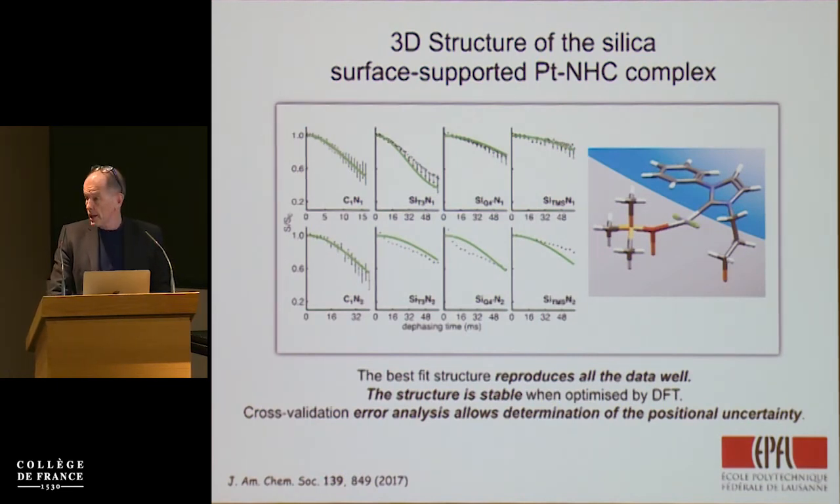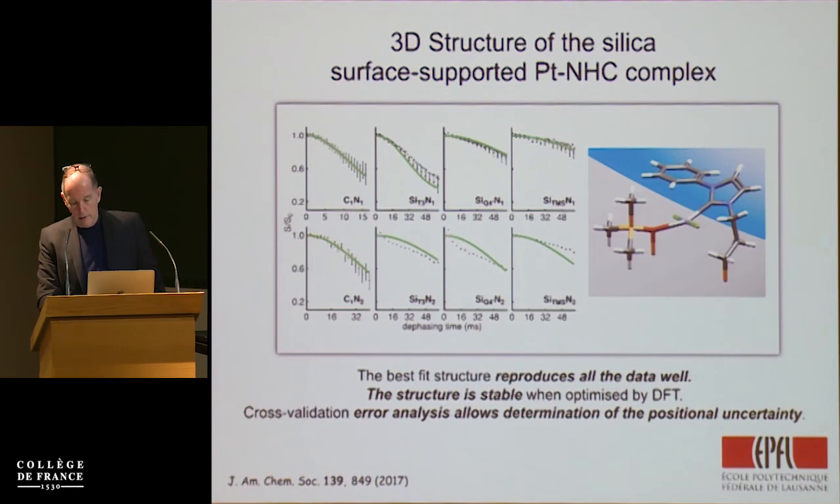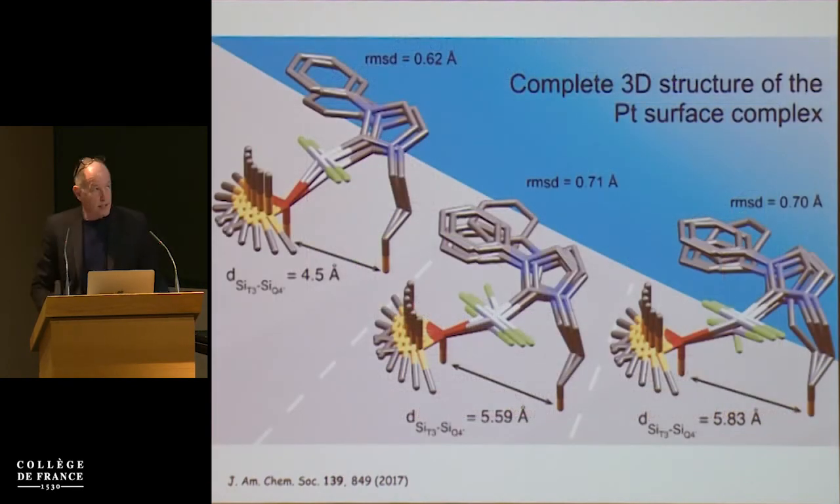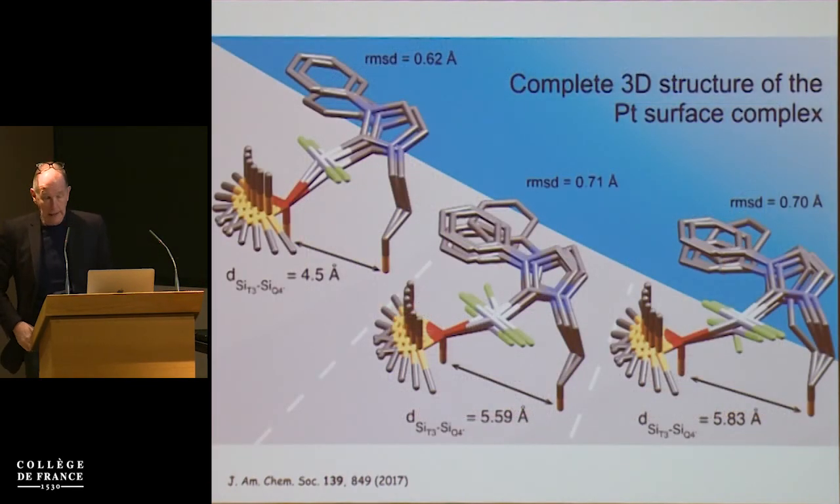The structure is stable when optimized by DFT. I don't know why anybody cares about that because it's just what happens in a computer. This is real life, but people like that. More importantly, perhaps, we can do cross-validation error analysis and determine the positional uncertainty. So this is the ensemble of structures that fit with the data.